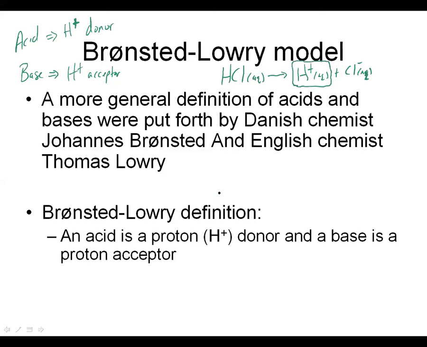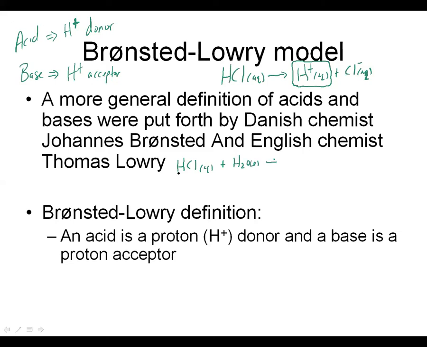Now, you could write this same reaction. It's not really a reaction. It's really what's happening when we put hydrochloric acid in water, or when it's in solution. And we could write it in the Brønsted-Lowry way, where we take our hydrochloric acid and we add it to water.